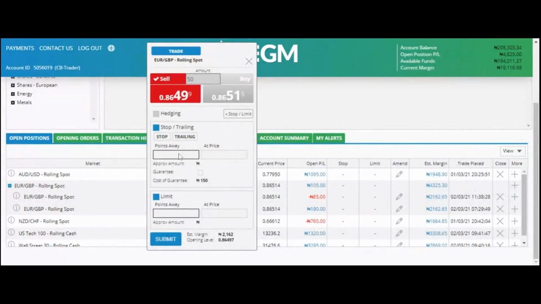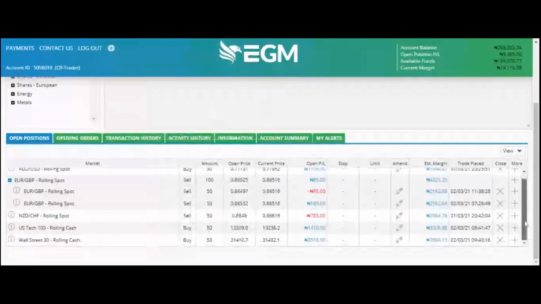So let's say your stop loss is 100 points. You want to put 100 points as your stop loss. You just put in 100. Then it tells you how much you'll be losing, which is 5,000 naira. Then your take profit, if it is 200, you put in 200 at your limit. Then you just click on submit. Then it submits and sets it for you. Okay? And that's how you know how much you'll be losing and how much you'll be making on a trade. Do you understand now, Glory? Great.